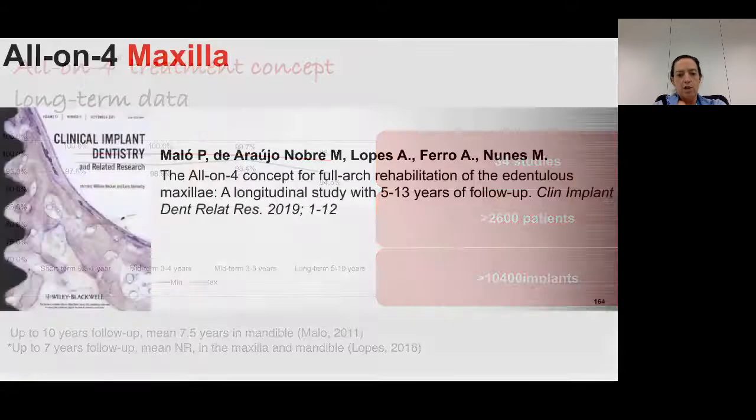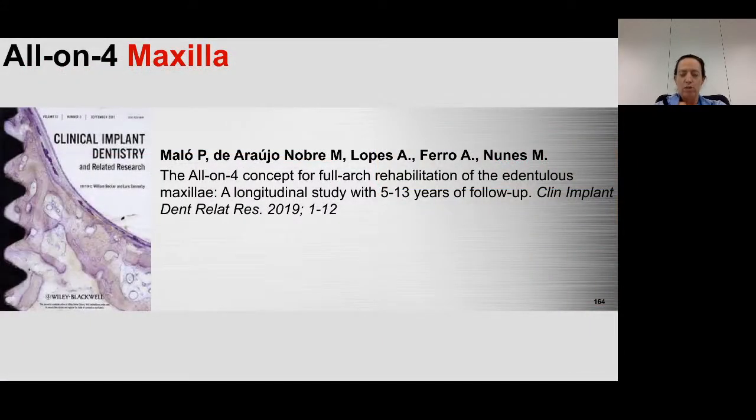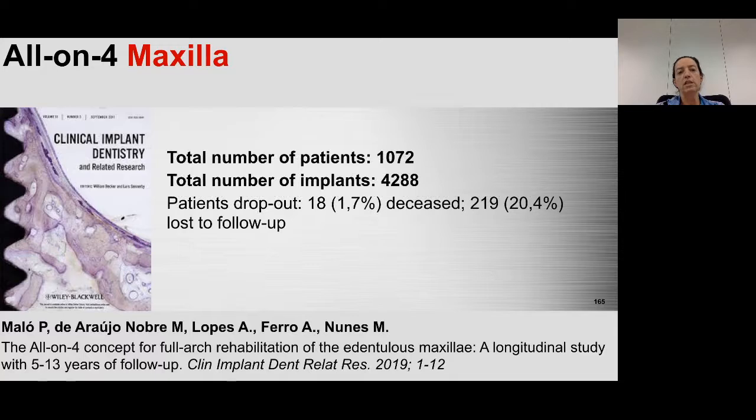This year we published 2 very special studies. This one was the All-on-4 in the maxilla with up to 13 years of follow-up, published this year in Clinical Implant Dentistry and Related Research. For this publication we had 1,072 patients, treated here in the Malo Clinic Lisbon with 4,288 implants placed.